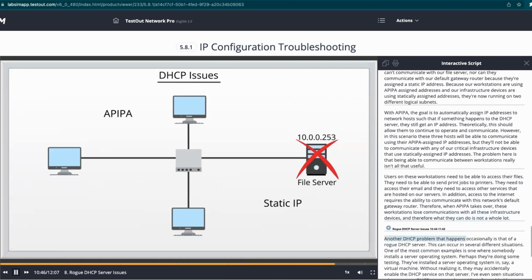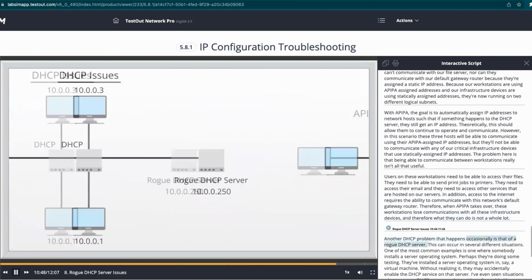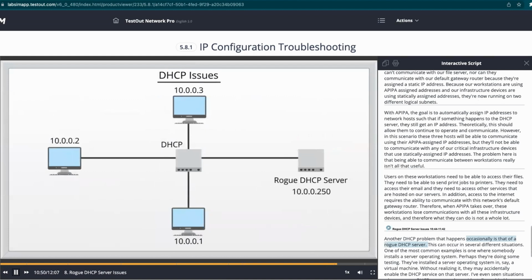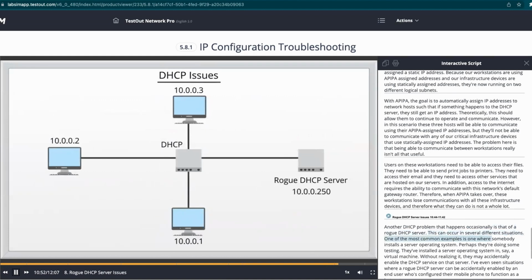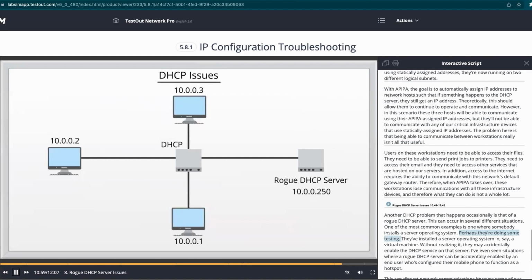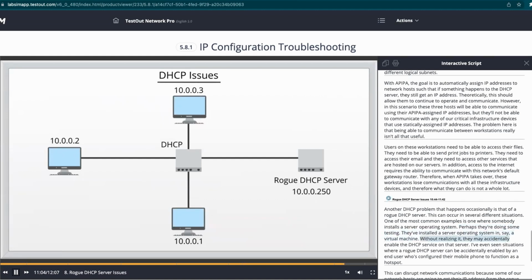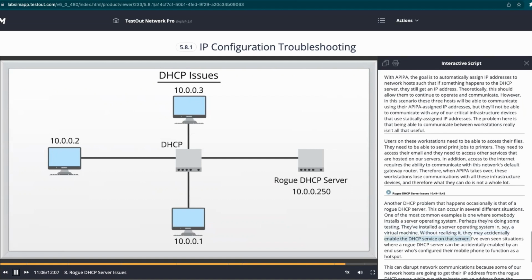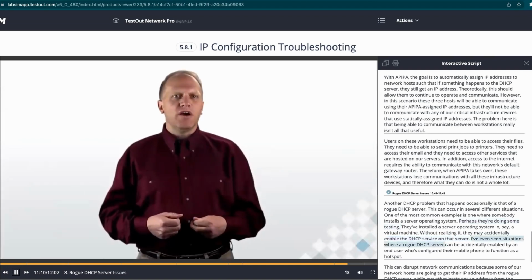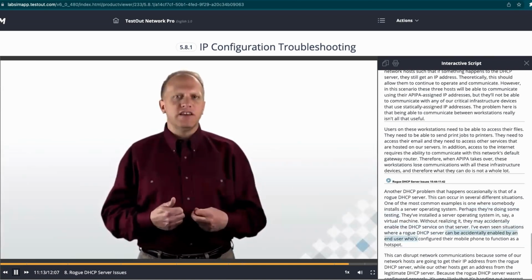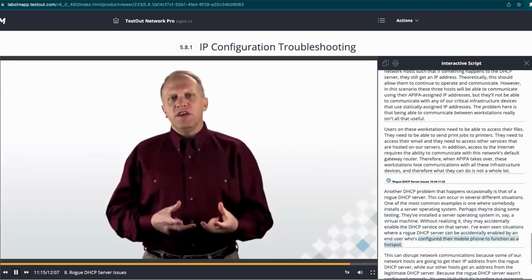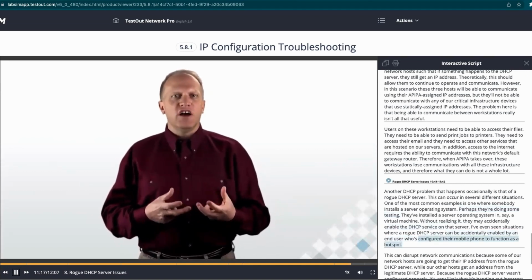Now, another DHCP problem that happens occasionally is that of a rogue DHCP server. Now, this can occur in several different situations. One of the most common examples is one where somebody installs a server operating system. Perhaps they're doing some testing, they've installed a server operating system in, say, a virtual machine. Now, without realizing it, they may accidentally enable the DHCP service on that server. I've even seen situations where a rogue DHCP server can be accidentally enabled by an end user who's configured their mobile phone to function as a hotspot.